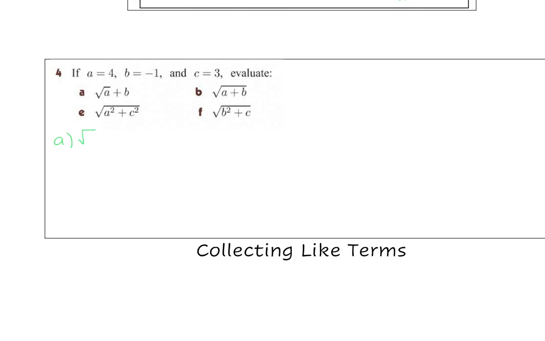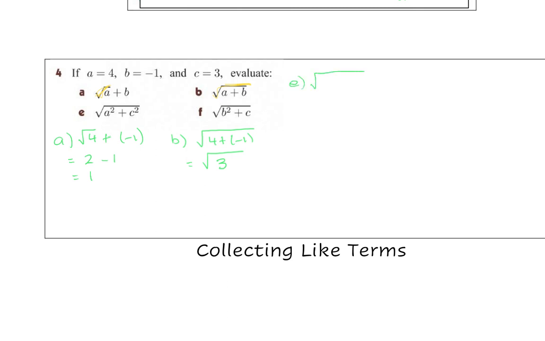So square root of a, which is the square root of 4 plus negative 1, so 2 minus 1 equals 1. First one's nice and easy. B, we've got the square root of a plus b, so this time it's all under the one square root sign. Notice the difference there. This and this. So square root of 3, and leave that as an exact value.